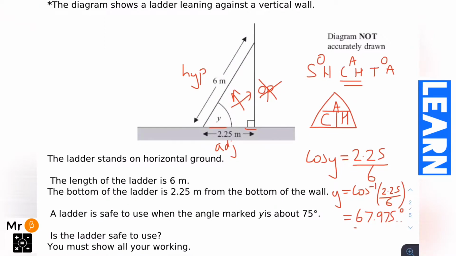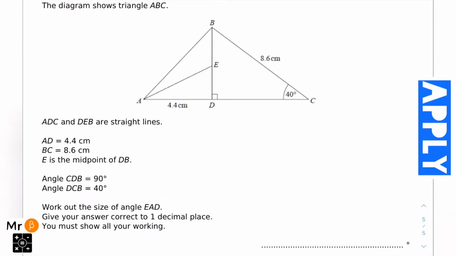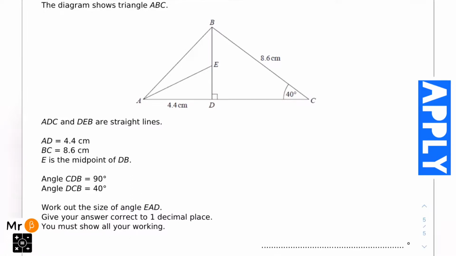67.975 degrees. It tells us in our question that this ladder is safe to use when angle marked y is about 75 degrees. No, it's not safe to use as it's too far away from 75 degrees, but you had to write that last line to get your communication mark. So our final question. Pause the video now if you'd like to have a go at this before I go through it.